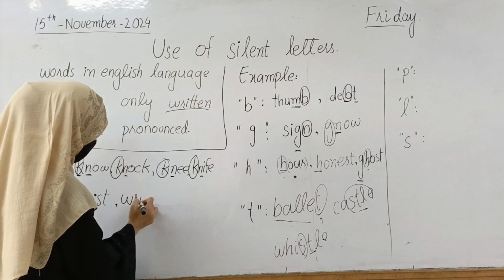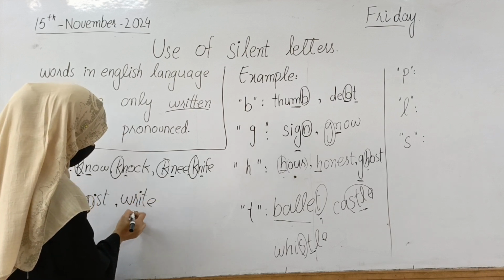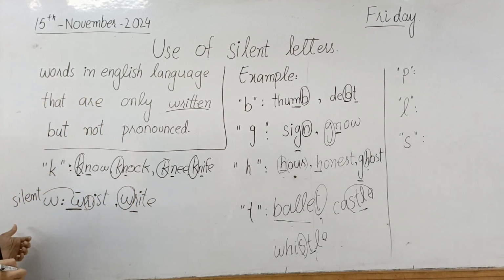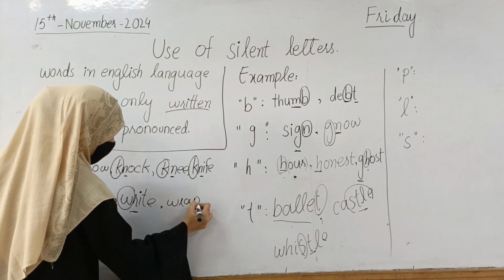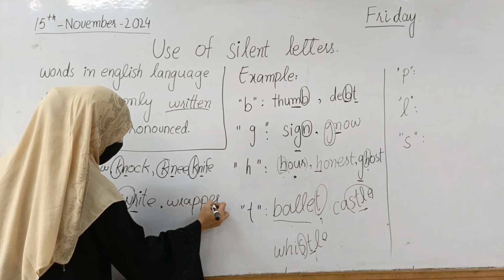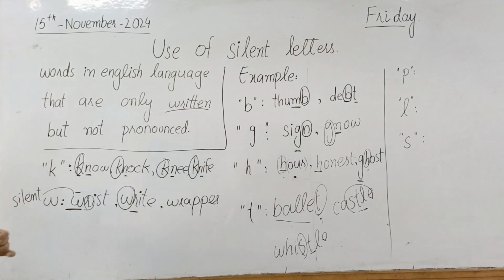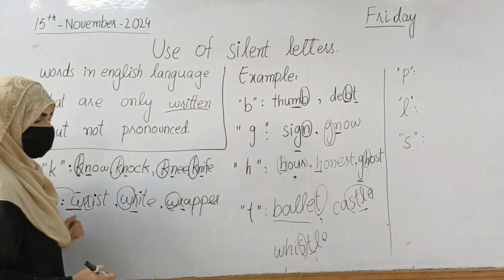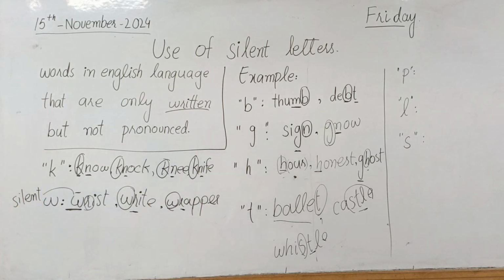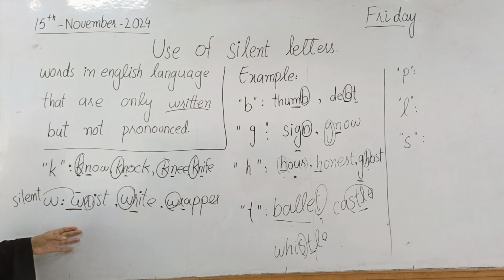Write, likhna. Okay. Here you can see before R, W is silent, and here we have the spelling of the word wrapper. No, this wrapper is not a singer kind of a rapper. This wrapper is the wrapper of the chocolate, wrapper of the biscuit, kagaz, paper ka tukda. Okay. Here W is silent. So W is silent before R. W is silent before R. Repeat after me. W is silent before R.